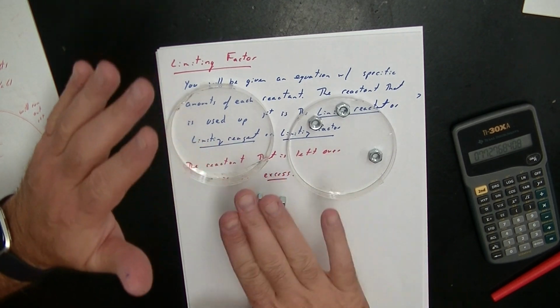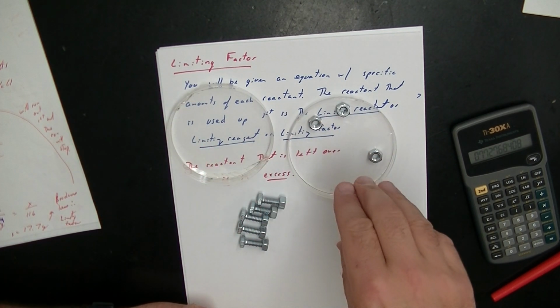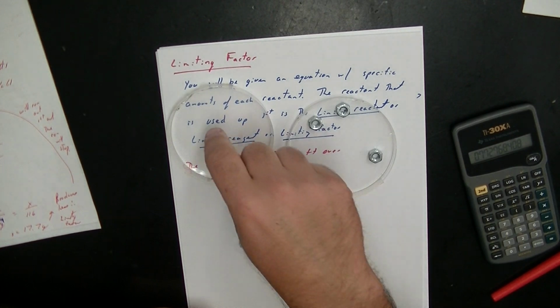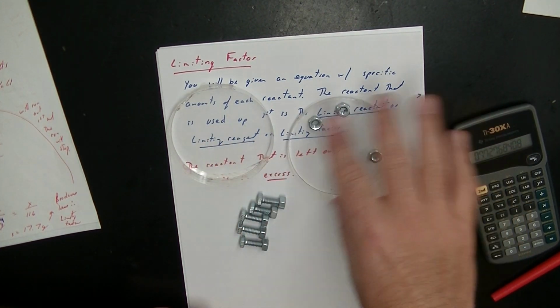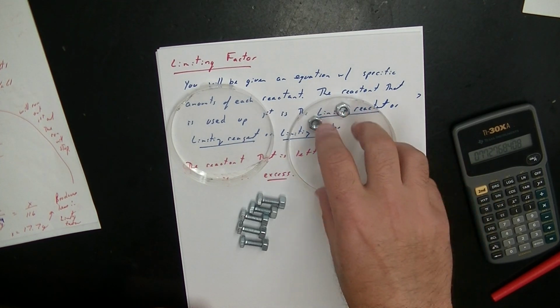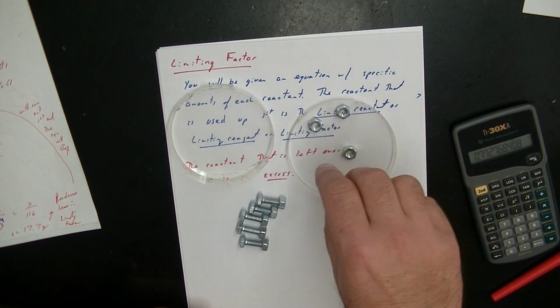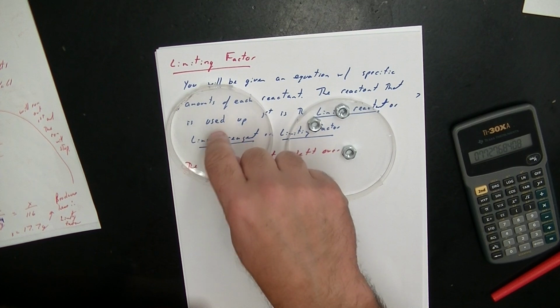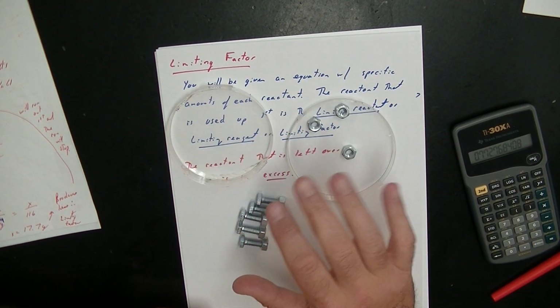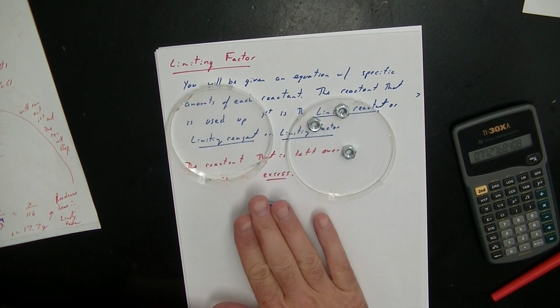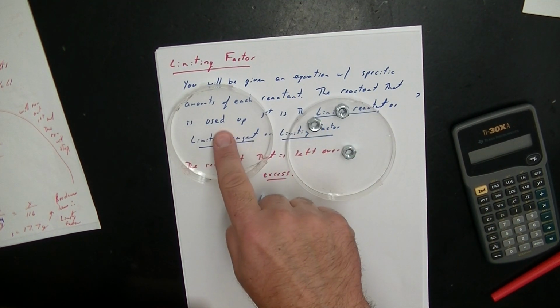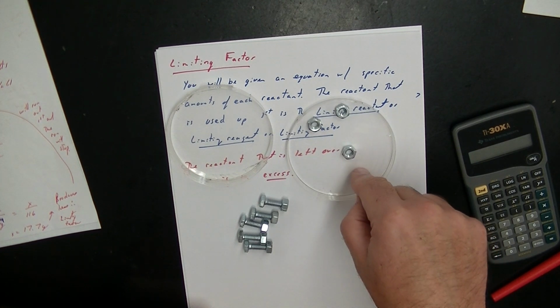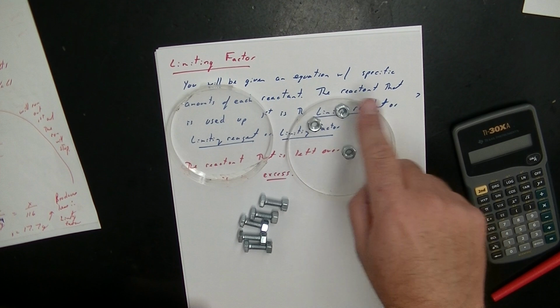Now, after that, the reaction stops. Why does it stop? Well, we've run out of bolts. We still have some extra nuts over here. We still have some of these, but we've run out of this. So as soon as we've run out of the bolts, this reaction stops. I can't make any more of this. The bolts would have been my limiting factor. The nuts would have been in excess.